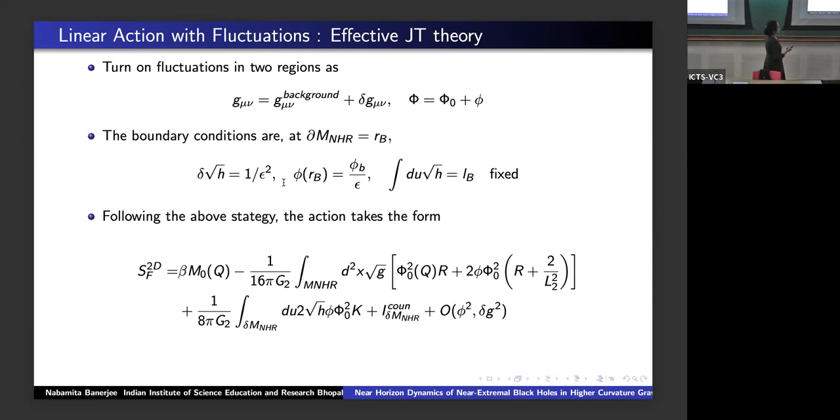But then I also have terms which should be higher order in fields. So this is where we have made the approximation. This is an approximate statement: that my 2D action would look like this is true up to linear order in fluctuations, and in higher order fluctuations, I'll have more terms.